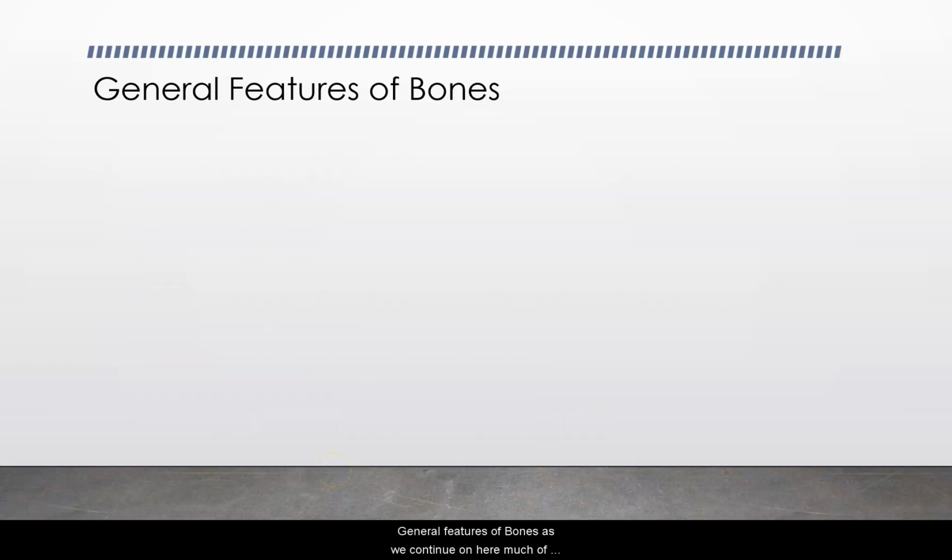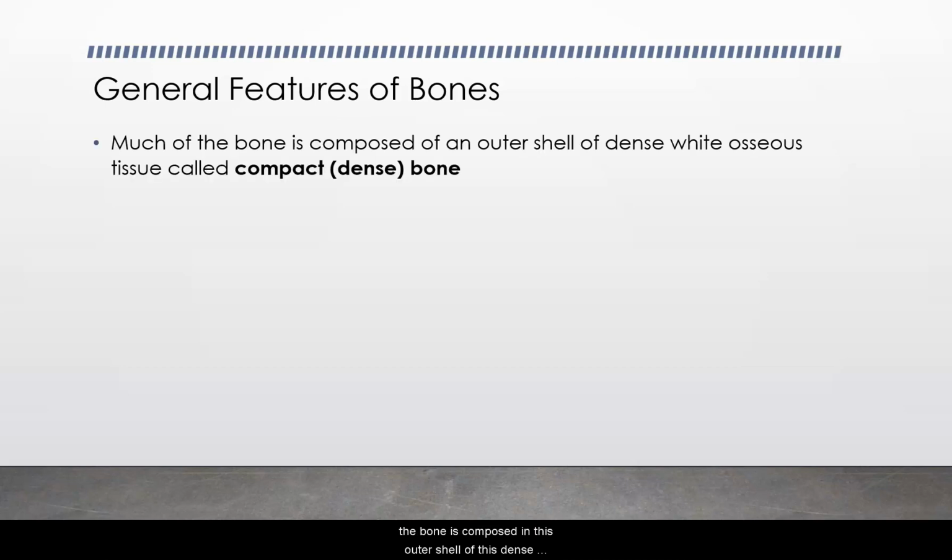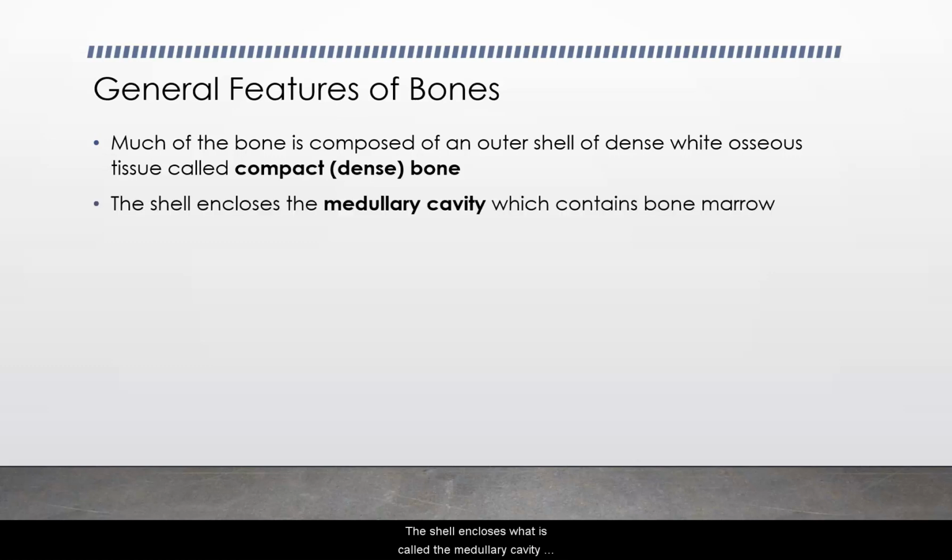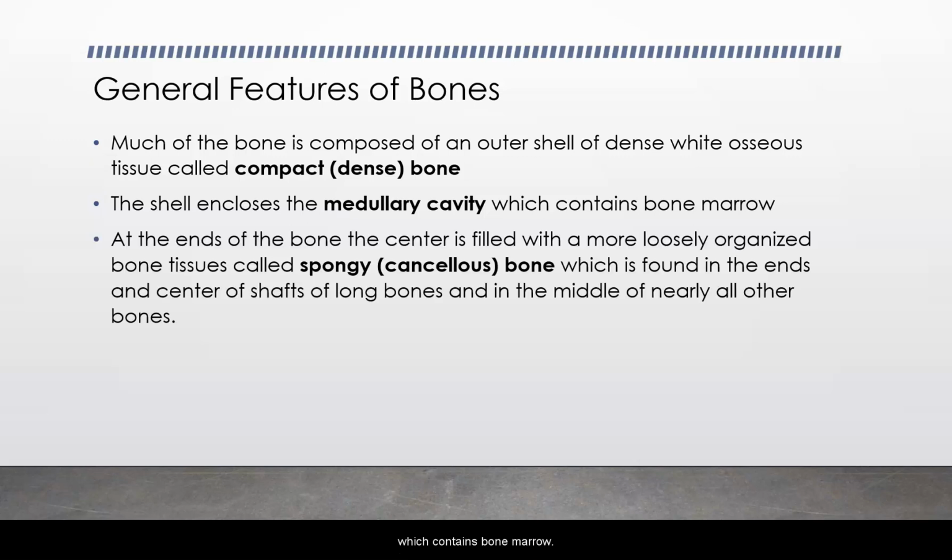General features of bones, as we continue on here: much of the bone is composed in this outer shell of dense white osseous tissue called compact bone. Compact or dense bone. The shell encloses what is called the medullary cavity, which contains bone marrow. At the ends of the bone, the center is filled with a more loosely organized bone tissue called spongy bone. And the spongy bone is found in the ends of long bones and other bones.